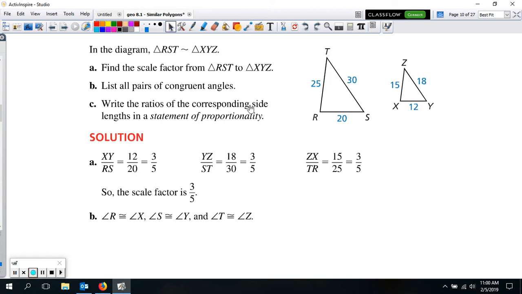Write the ratios of the corresponding side lengths in a statement of proportionality. So you're just going to put these all here, and you're just going to say they're all equal to each other. So the xy over rs, yz over st, and so on. You write a proportionality statement saying all of these fractions with the letters of the side lengths are going to be equal to each other.